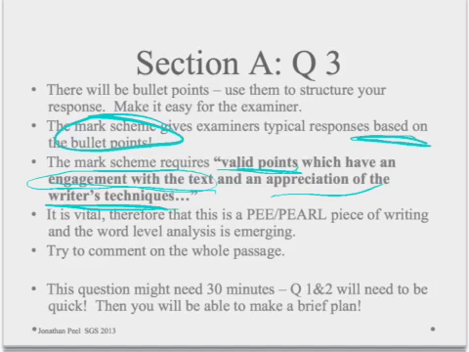My final point really on this is try to make sure that you're drawing elements in your answer from the whole passage. Help the examiner to give you marks for, if you like, a thorough understanding of the passage by giving him something from the beginning, from the middle, and from the end.